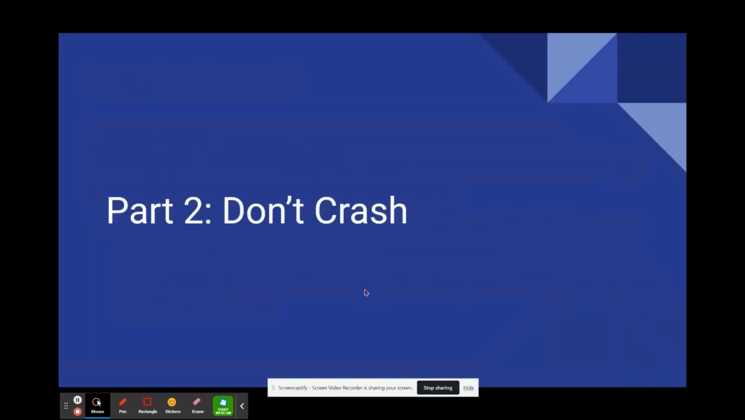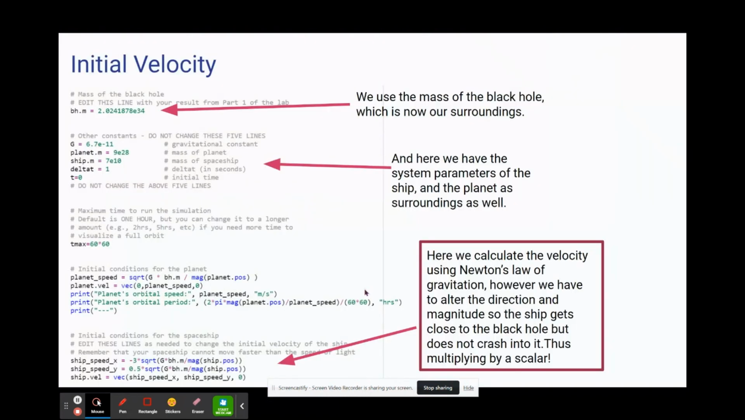So part 2 is we don't want to crash our ship into the black hole, or we want to get close to the black hole, but we don't want to crash with the orbit of the planet around the black hole. So the initial velocity we calculate, and I'll go through the next steps for that, which is we use the mass of our black hole, which we previously calculated, which is now our surroundings. And here we have the system parameters of the ship and the planet and the surroundings.